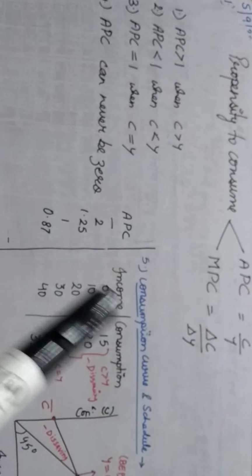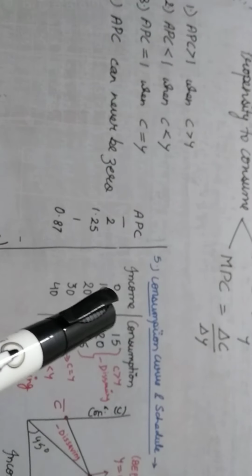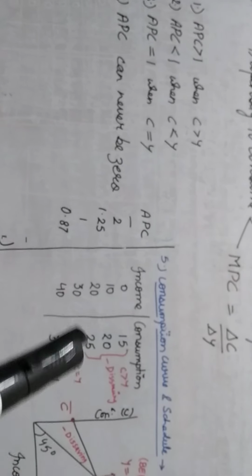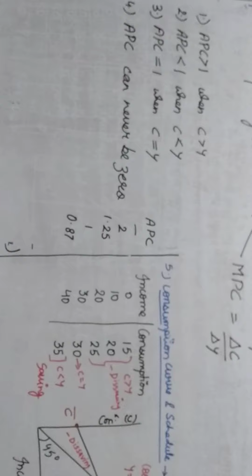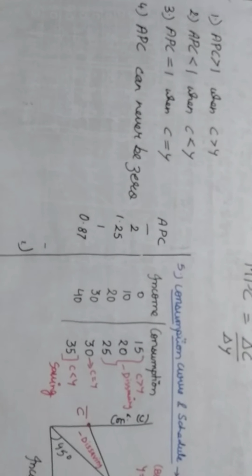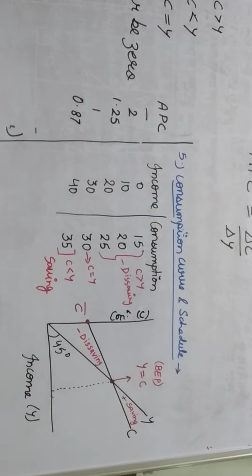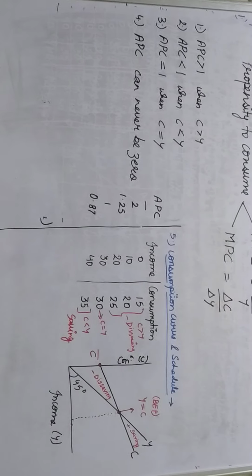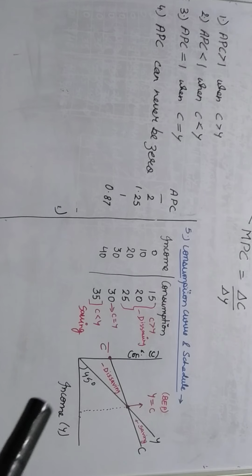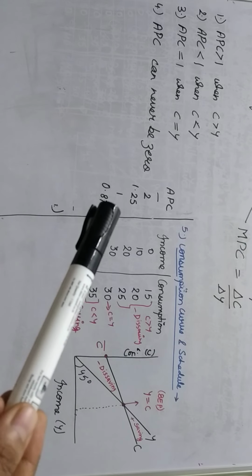So first let's start with APC. The same schedule I am going to use. Income is given, consumption is given, so APC you can calculate. APC is C upon Y: 15 upon 0 is infinity, 20 upon 10 is 2, 25 upon 20 is 1.25, 30 upon 30 is 1, 35 upon 40 is 0.87. So in this way we can calculate APC. But the observation of APC, or maybe true-false related questions, can be asked from this point. According to this diagram you can understand. See, in the beginning as income increases, APC falls. In the beginning you can see when your income increases, your APC falls from 2 to 1.25, then 0.87.